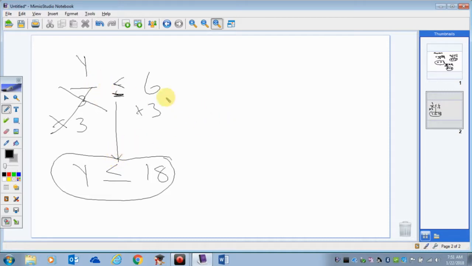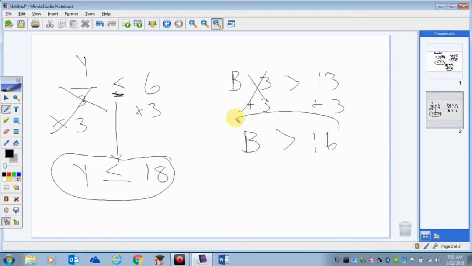And see, that's a division one, and we'll do a subtraction one. We'll do b minus 3 is greater than 13. So we're subtracting 3 here. To get rid of it, we got to add it to both sides. These cancel out, leaving me with b is greater than 13 plus 3 is 16. So that's how we do it.